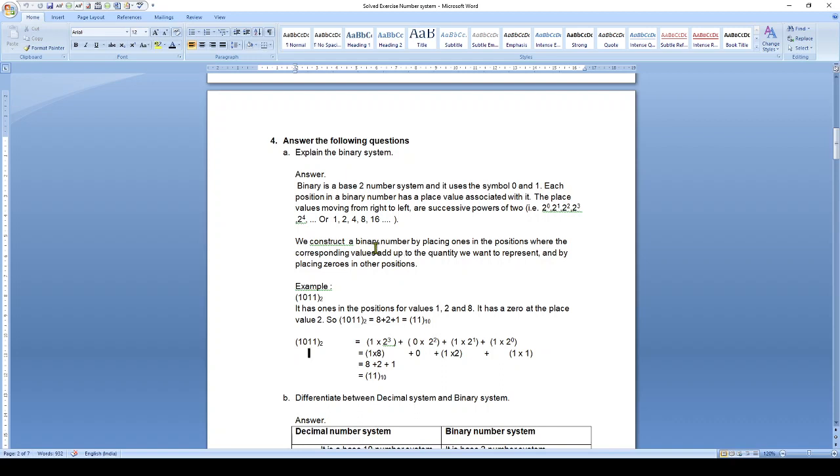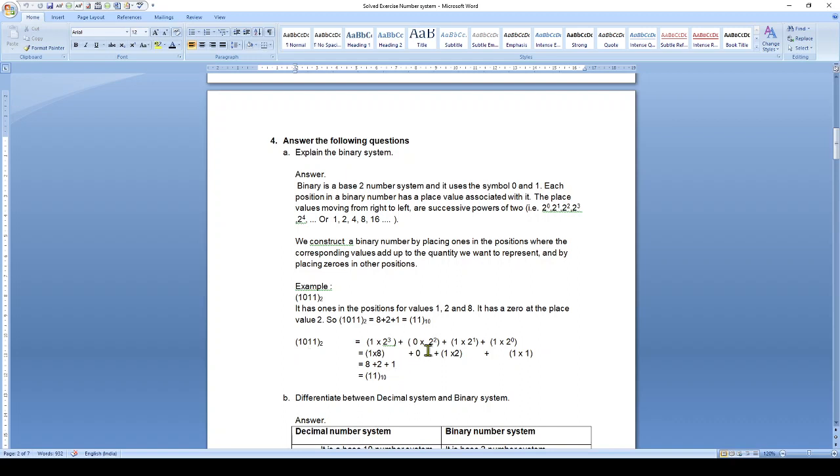Next, we construct a binary number by placing ones in the positions where the corresponding values add up to the quantity we want to represent and placing zeros in other positions. The example is this number. So use this as an example, or you can use any other binary number as an example and explain it like this.